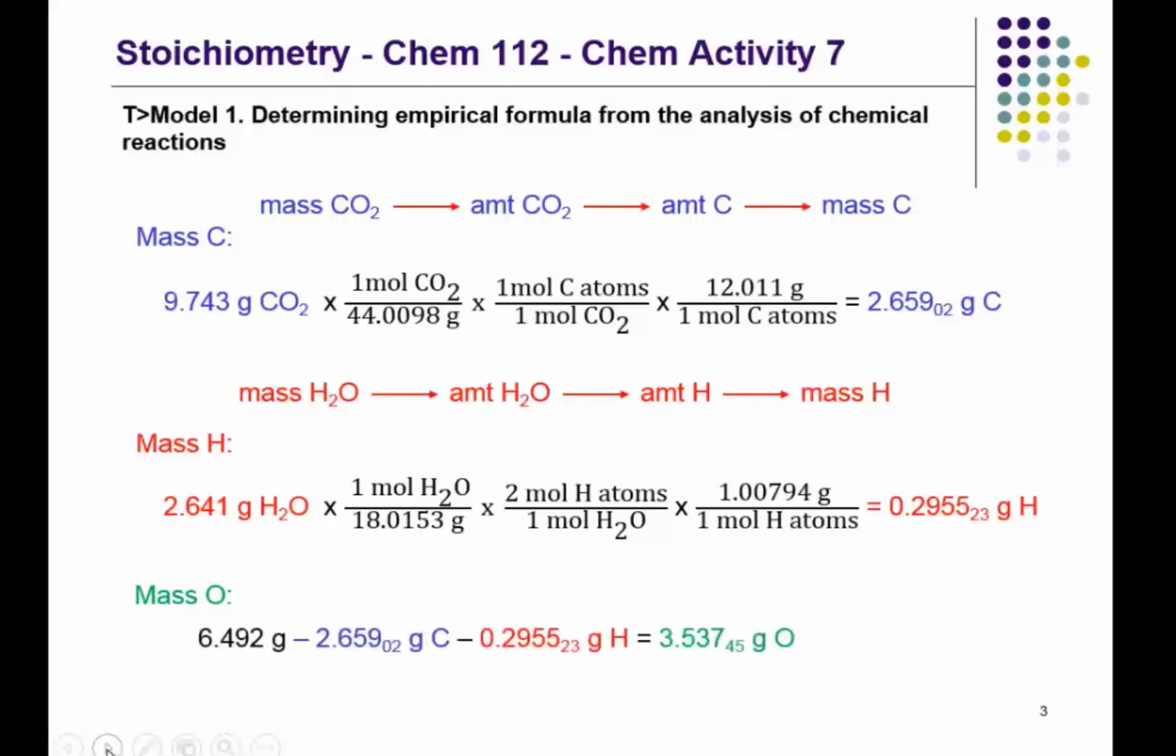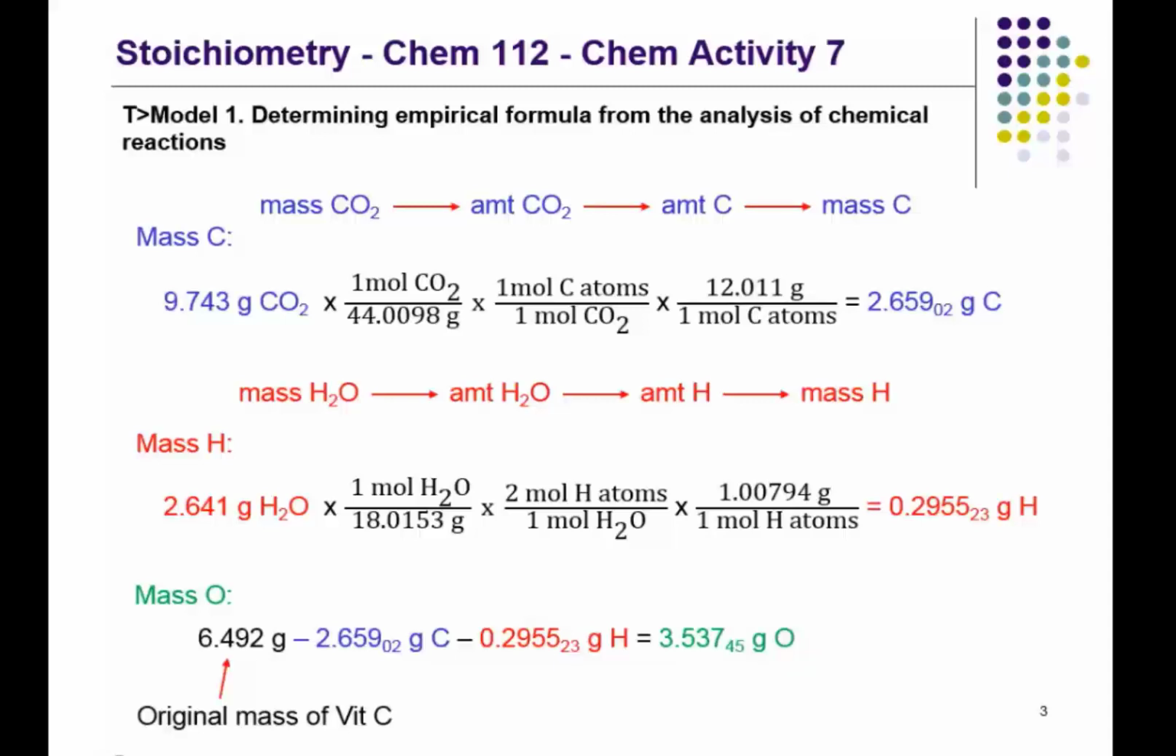The calculation would look something like this, where the 6.492 grams is the mass of our original vitamin C sample. I'll subtract from this mass the mass of carbon, 2.65902 grams, that was in the original sample, the mass of hydrogen, the 0.295523 grams that was in the original sample, and that leaves me with 3.53745 grams of oxygen. Now I have the masses of each of the elements that were in the original sample.